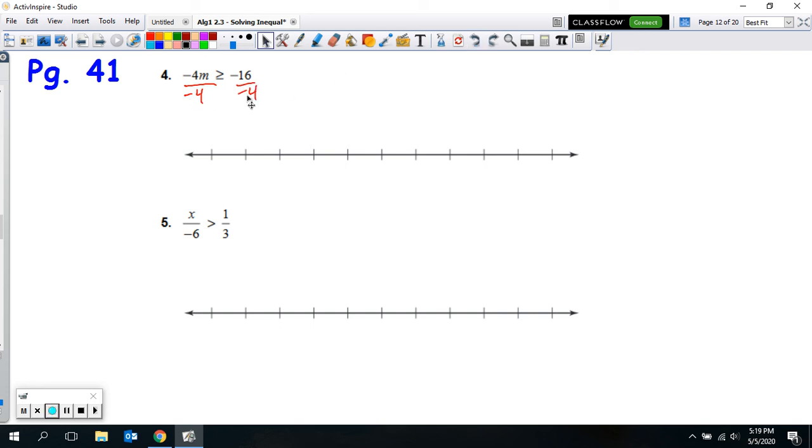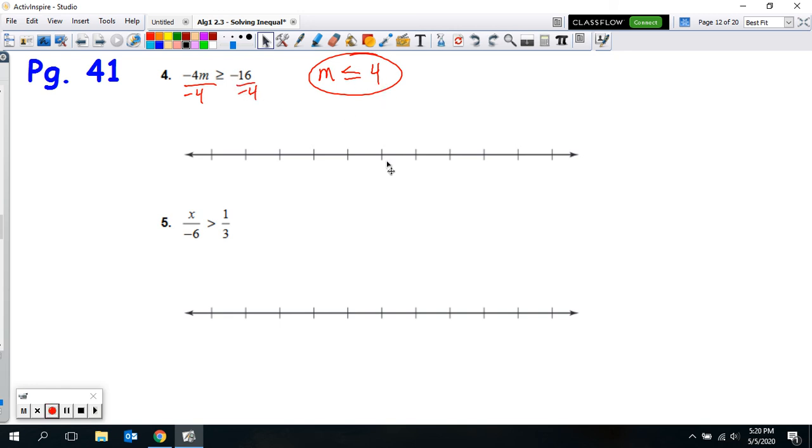So -16 gets divided by -4, and since we are dividing by a negative, here's where we got to change the direction of the inequality. So our answer is going to be m is less than or equal to +4. So our m is on the left side. This flips around. See how it flips? It was facing greater than, now it's less than. And negative over negative here is positive. 16 divided by 4 is 4.